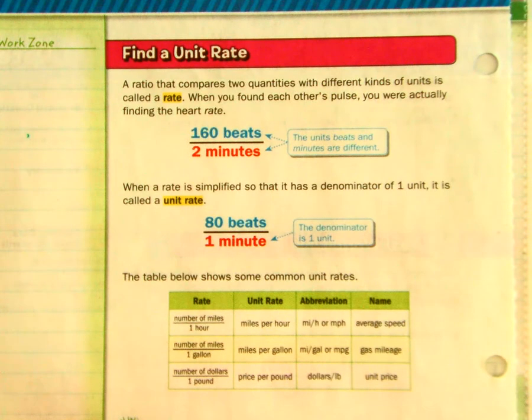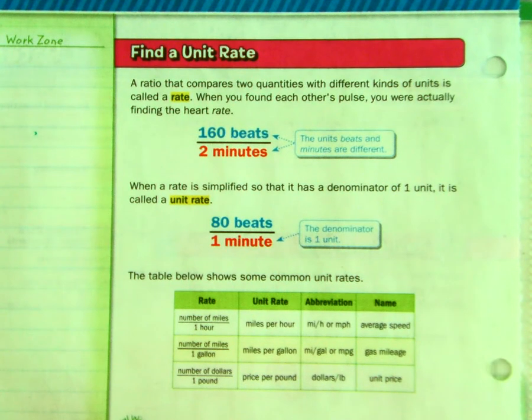A ratio that compares two quantities with different kinds of units is called a rate. When you found each other's pulses, you were actually finding a heart rate. When a rate is simplified so that it has a denominator of 1 unit, it is called a unit rate. A unit means 1, so we want it per 1 of something.